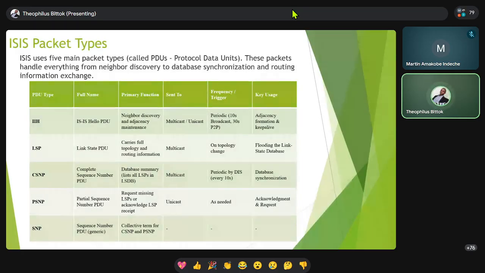Another TLV in the hello packet is padding, and padding has something to do with MTU. We are going to look into that as we proceed. And then there is also the authentication. Let's say you've configured authentication. You don't want anyone to just come and form an adjacency with you, so you may configure authentication as one of your security measures in ISIS.